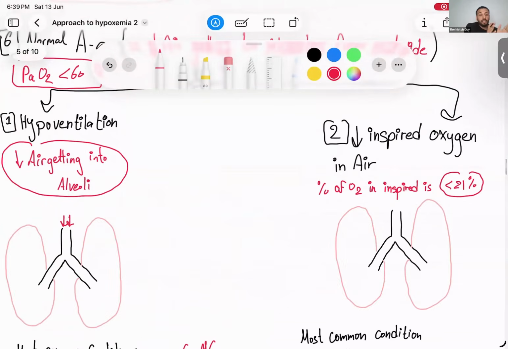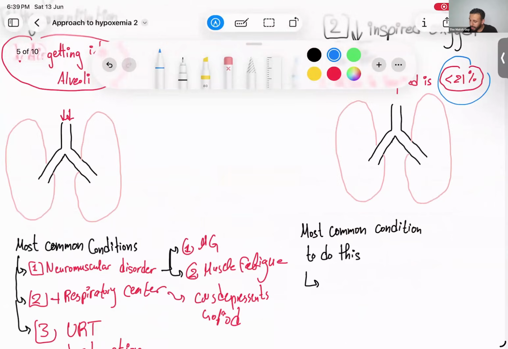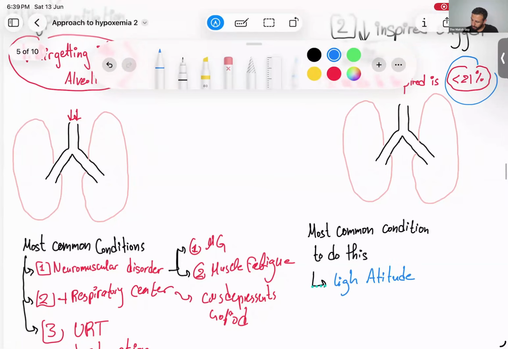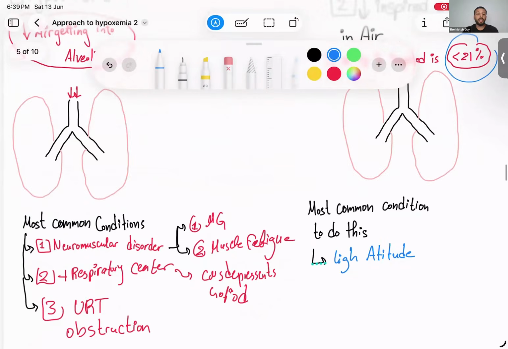Okay. So this is the first part, those who have normal AA gradient and hypoxemia. However, the patient could have normal ventilation and a normal AA gradient, and still have hypoxemia. When is that? When there is less inspired oxygen in the air, when the percentage of oxygen in inspired air is less than 21%. And this happens where? Most of you said it, in high altitude, because in high altitude the percentage of oxygen in the atmosphere is lower than the normal level.